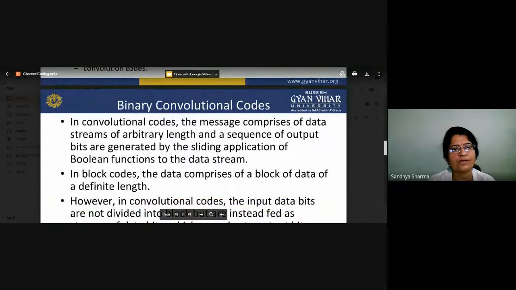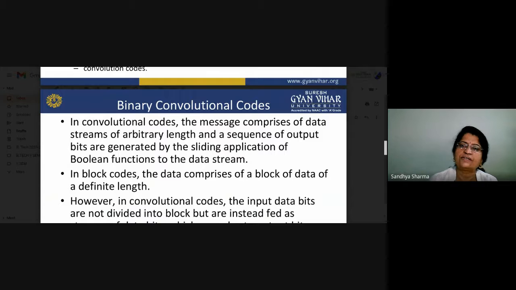If we are talking about block codes, data is in blocks of a definite length. So there is a fixed length input data for transmission. But if we are talking about the convolution code, the message comprises a data stream of arbitrary length, and a sequence of output bits is generated by sliding applications of Boolean functions to the data stream. That is a basic part of our topic.